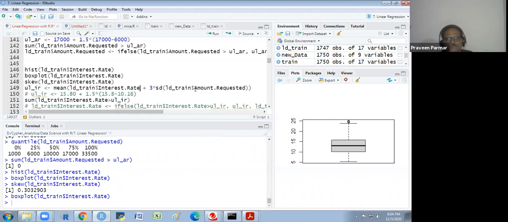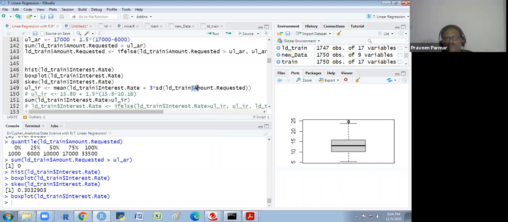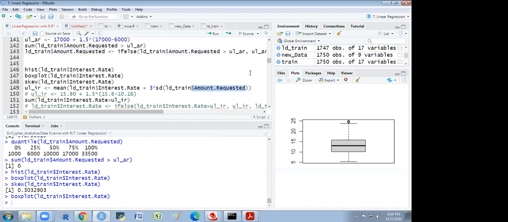I have changed it. Sir, if in interest rate we saw that there were no outliers, then how are we getting 2-3 outliers in this plot? We have not yet checked for outliers in the interest rate. We are going to check it. Okay, we are going to check it.